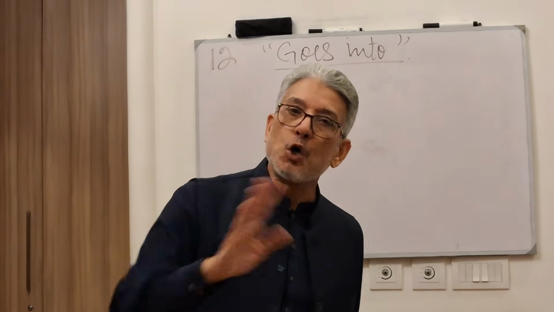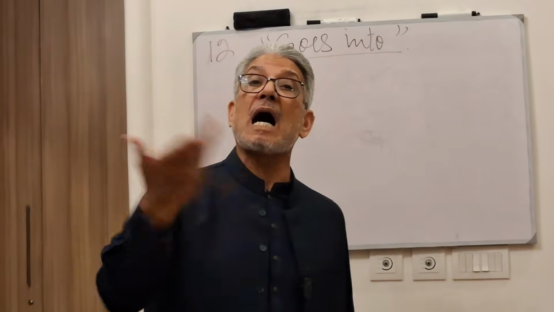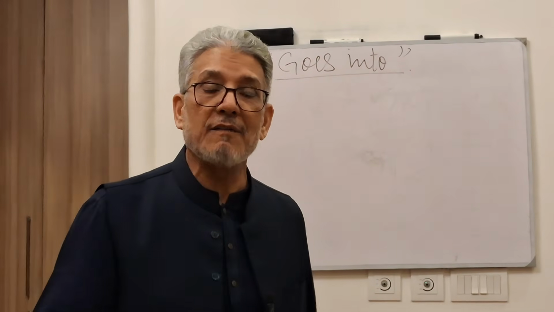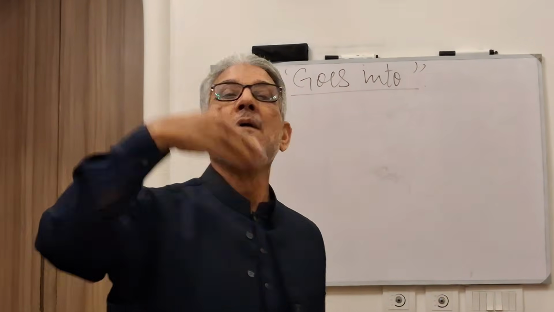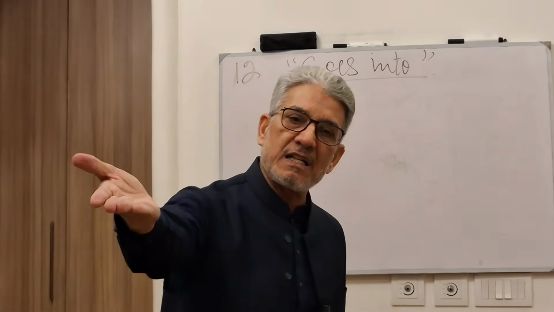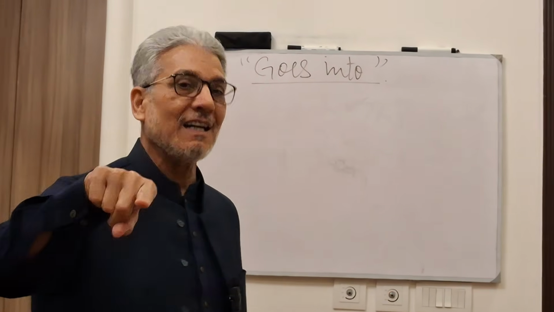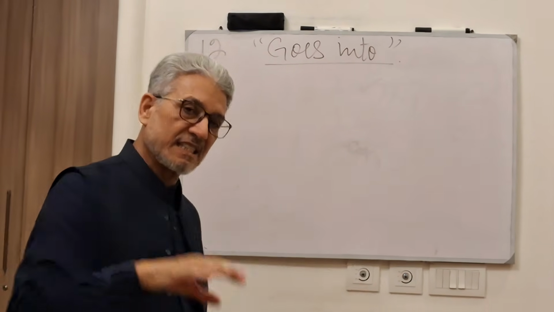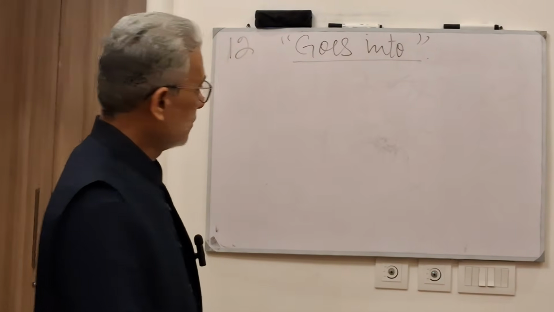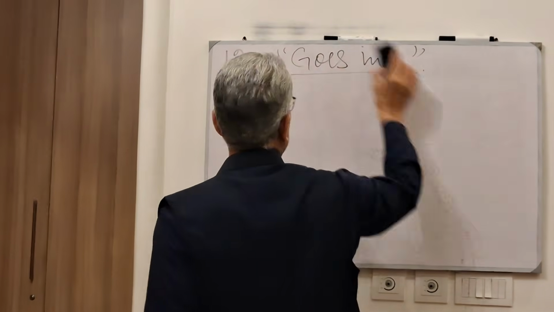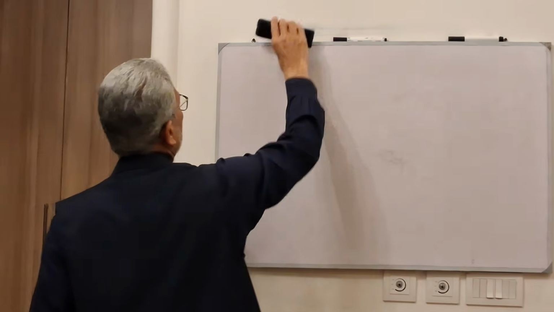7 goes into 12? No, it does not. 7 twos are 14, not 12. 8 twos are 16, not 12. 9 twos are 18, not 12. 10 twos are 20, not 12. 11 twos are 22, not 12. Yes, 12 ones are 12. So 12 is a factor. So this is the goes into method. You have learned 3 methods of finding out the factors of a number.